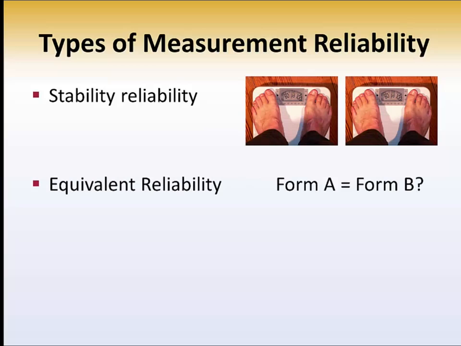Equivalent reliability would mean that you take Form A and Form B of an exam, and do you get the same score from both instruments? For example, you might have taken the SAT, and when you took the SAT, you took Form A, and the person sitting next to you took Form B. It shouldn't make a difference which test you took. There should be consistency across the test.